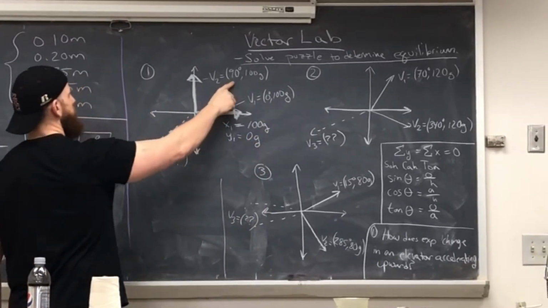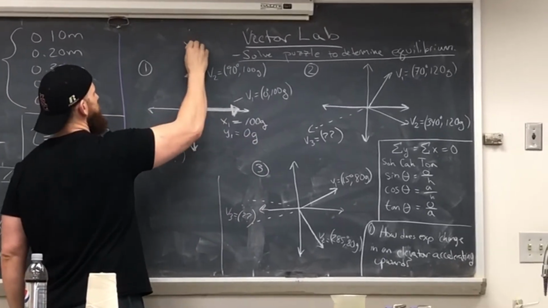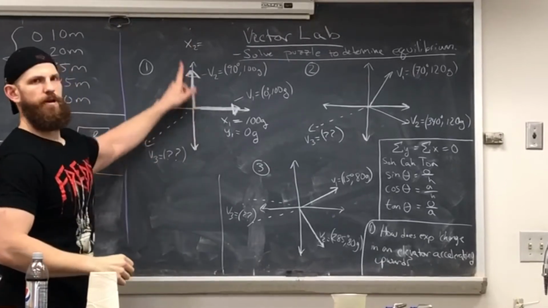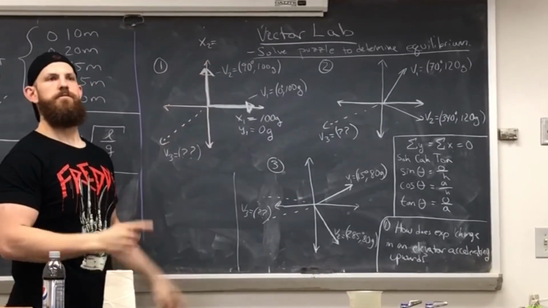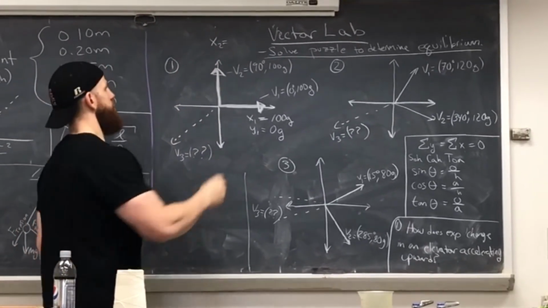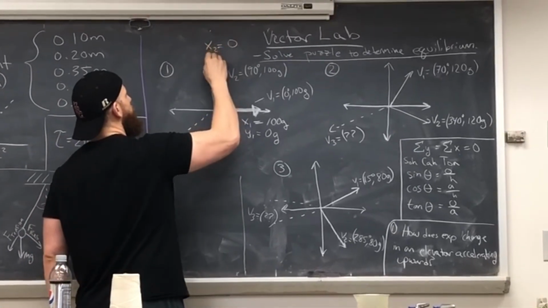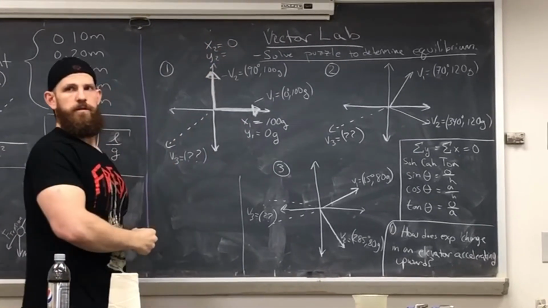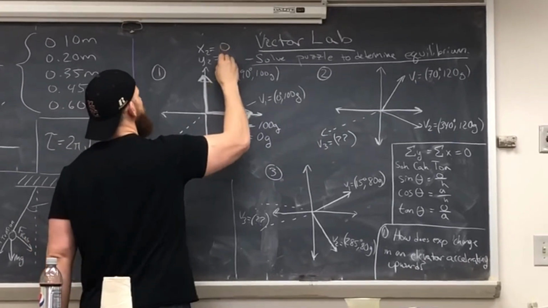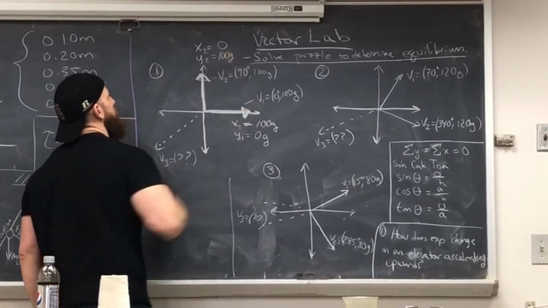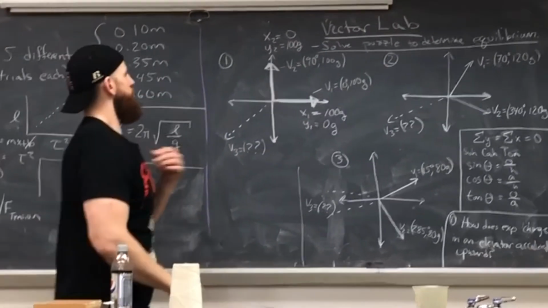Now look at this vector. What is x2 in this case? It's pointing directly up the y-axis. What is x2? 0, right, because it's not. And then what is y2? 100 grams, very good. So, we have our vectors now.